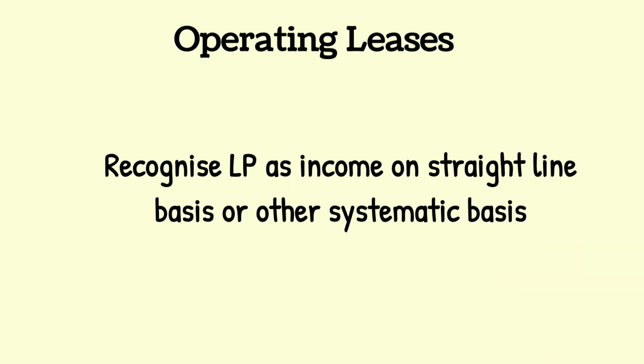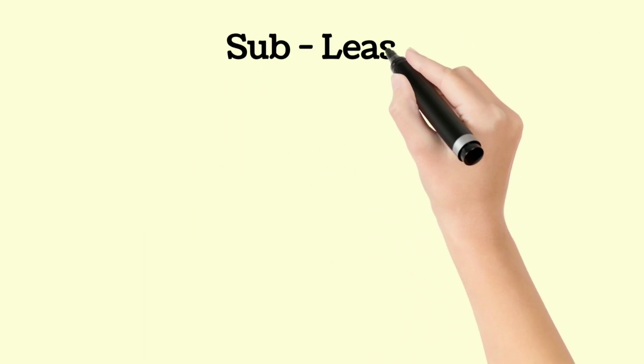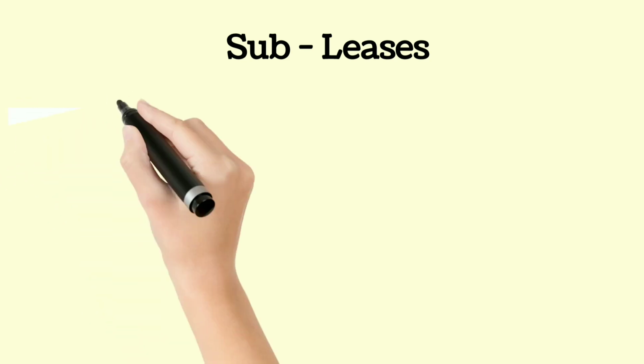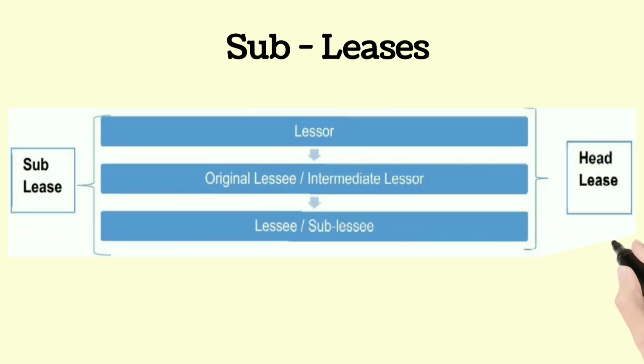Simply, he will recognize all the lease payments from operating lease as income, either on a straight line basis or any other systematic basis. Now we come to the small concept of subleases, where the original lessee, whom we can call the intermediate lessor, subleases the underlying asset to the sublessee.